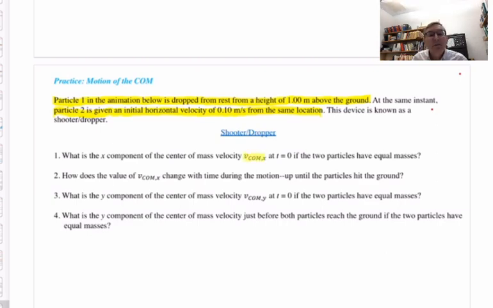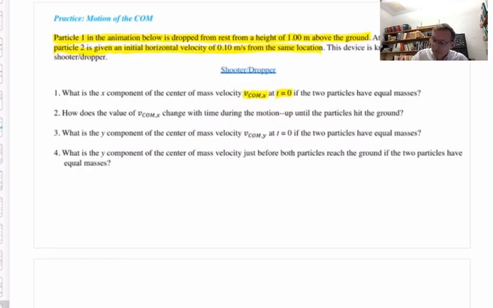VCOM x component at t equals 0, if the two particles have equal masses, which the animation shows. Okay? All right, let me move this up a little bit, so I have some room. And let me start writing some ideas down here to answer number 1. Let's start with the expression for finding just the x-coordinate of the center of mass, that we learned in the previous video lecture. It's a two-particle system. I have two particles, particle 1, particle 2, the dropper and the shooter.